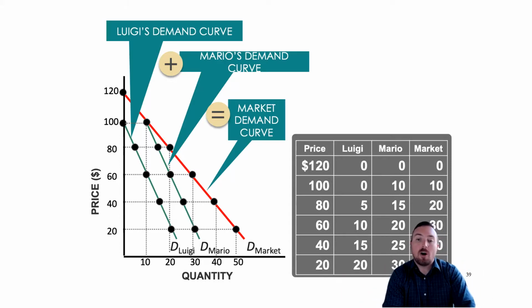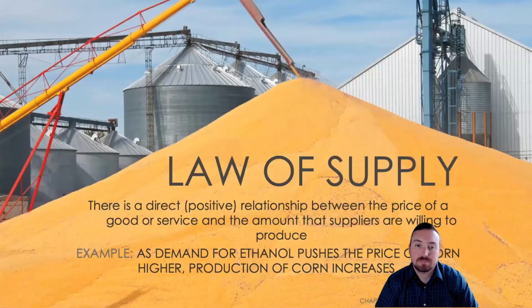We can do this for all of these. All you do is add up, at each price point, the quantity demanded for each individual to get a total market quantity demanded at each price. And that's how you calculate the market demand curve.